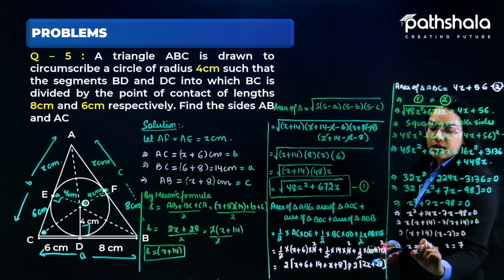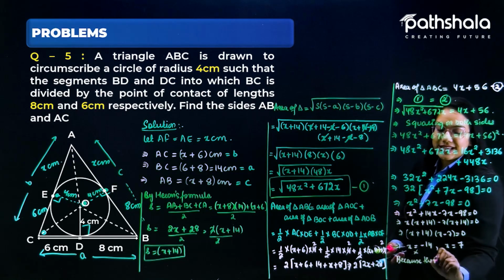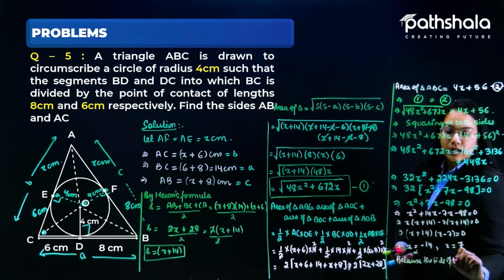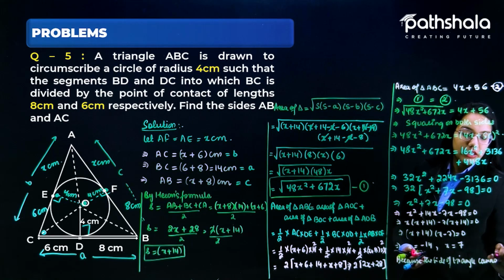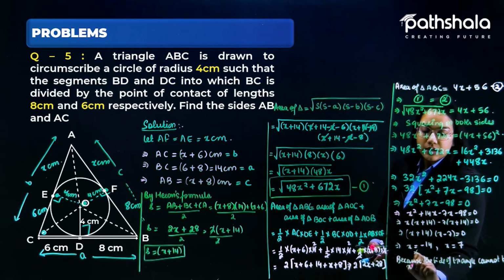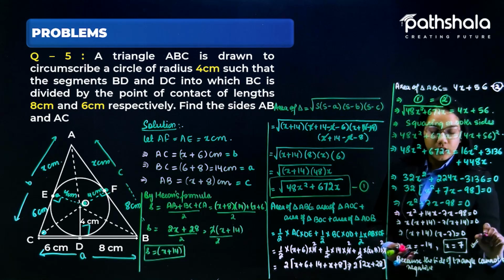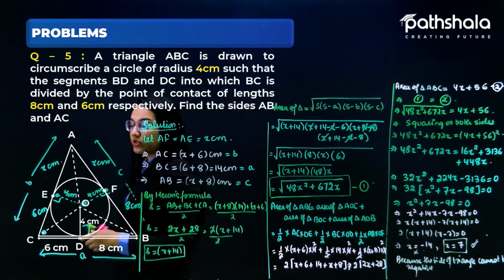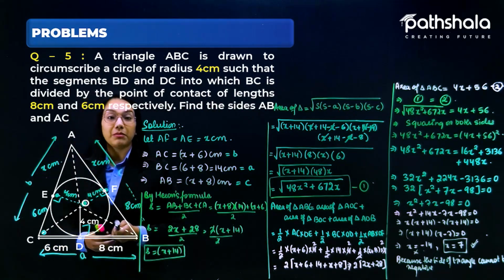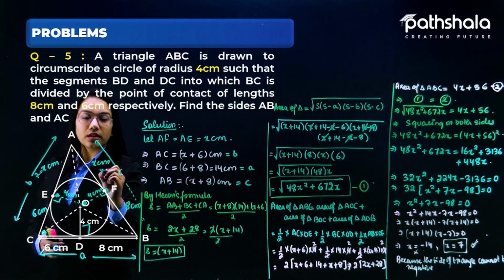So this value would be neglected because the side of the triangle cannot be negative. So x is equal to minus 14 is a neglected case. So hence x is equal to 7 is the one that we require. So it implies that we are actually getting x is equal to 7 at the end. So hence this is 7, this is 7, this is 7.